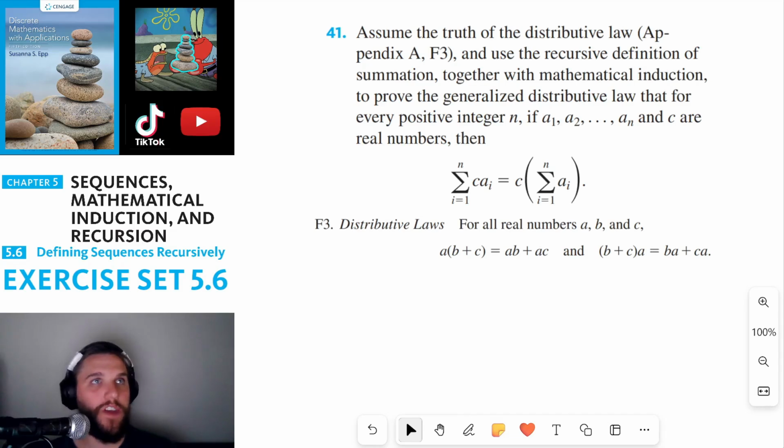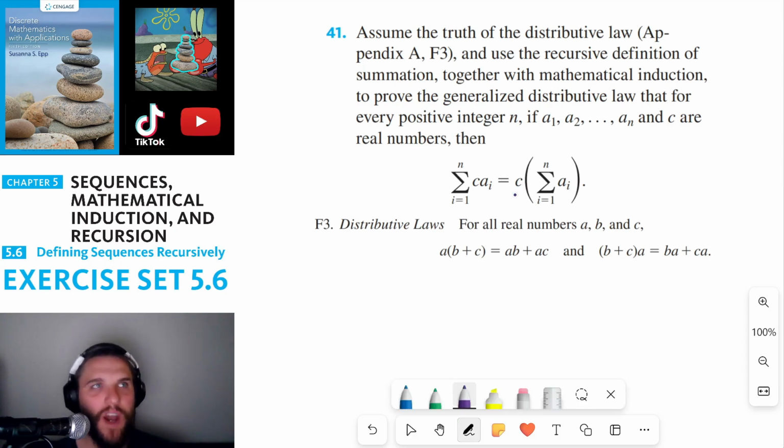Assume the truth of the distributive law, Appendix A, F3, and use the recursive definition of summation together with mathematical induction to prove the generalized distributive law that for every positive integer n, if a sub 1, a sub 2, up to a sub n, and c are real numbers, then this equation holds. Now here's F3, which is the distributive law.